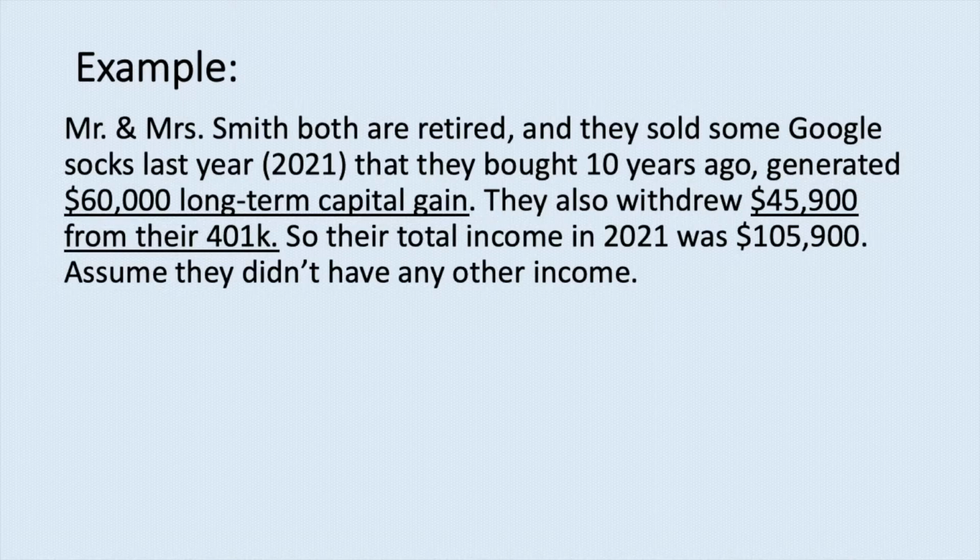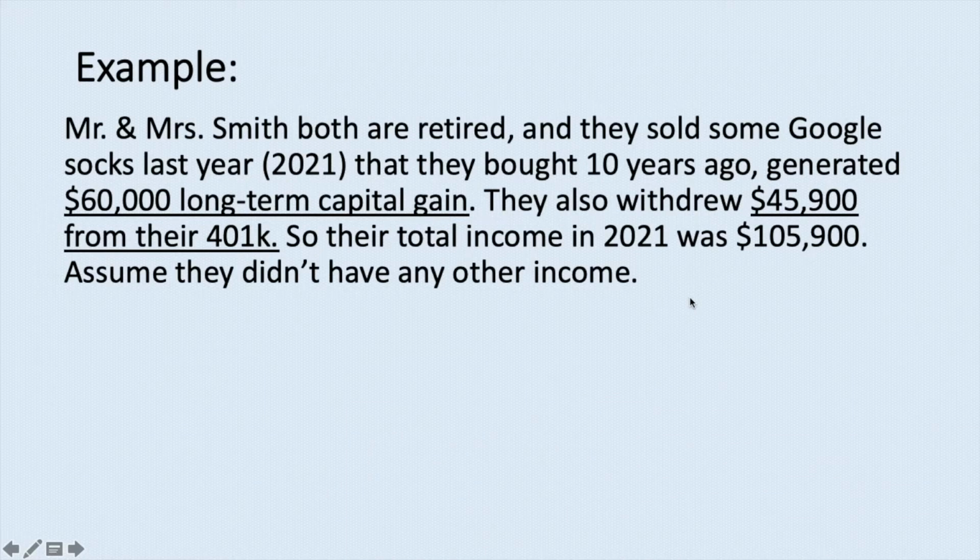I'm just changing the number a little bit so you can see how the long-term capital gain and other income are taxed. Let's say Mr. and Mrs. Smith are retired, so they sold some Google stock last year, which they bought 10 years ago, generating a $60,000 long-term capital gain. They also withdrew $45,900 from their 401k, so their total income in 2021 was $105,900. Assume they didn't have any other income.